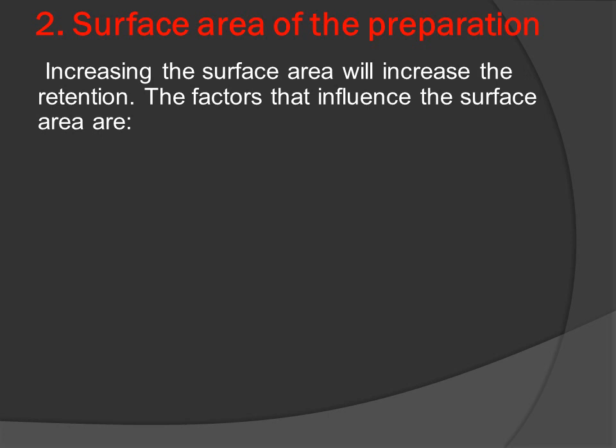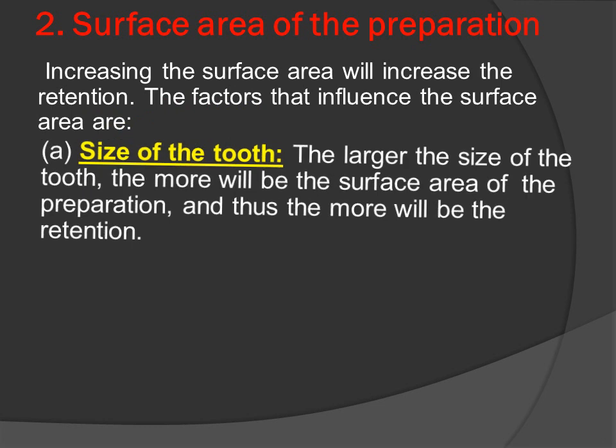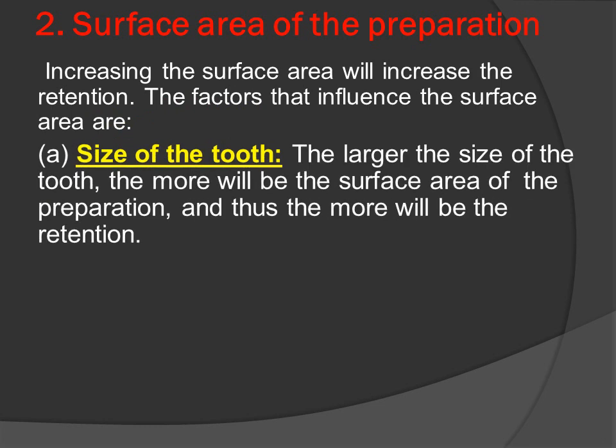Number 2, surface area of the preparation. Increasing the surface area will increase the retention. And the factors that influence the surface area are: first, the size of the tooth. The larger the size of the tooth, the more will be the surface area of the preparation. So the more retention will be. So in this case, a full metal crown on a molar tooth will definitely be more retentive than that on a premolar tooth.